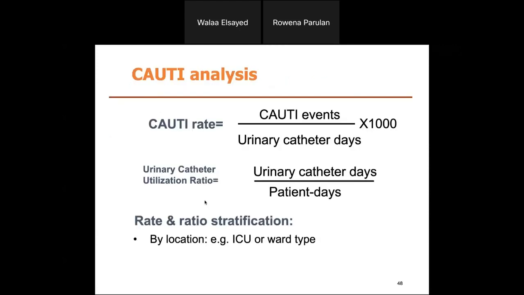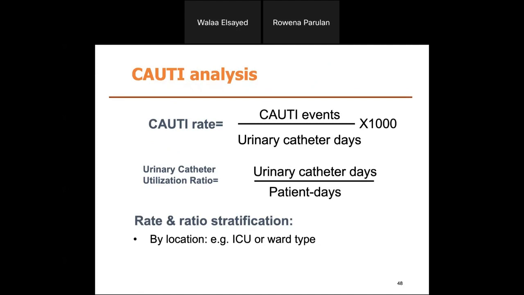Lastly, because now the system will be calculating everything for us electronically, we should still be aware that if we want to calculate the CAUTI rate or any device-associated infection rate, the event should be the numerator, the device days should be the denominator, and it should be multiplied by the constant of 1000. The result will be per 1000 device days.